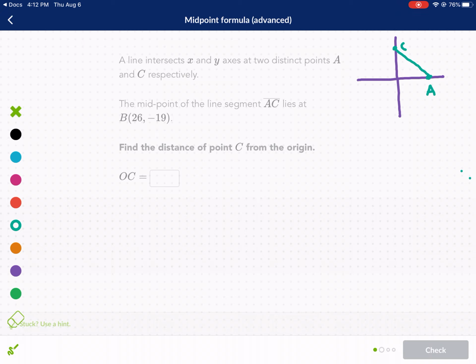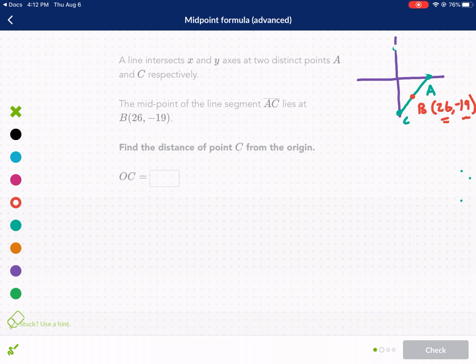Well, I drew my picture wrong, I can tell you that. It should look something where we have a negative value. So it intersects the midpoint, 26, negative 19. So we're going to draw our C down below, actually. Because we just need a rough estimate of where B is. B needs to be 26, negative 19. Notice how the x value is positive here, and the y value is negative. Find the distance of point C from the origin.